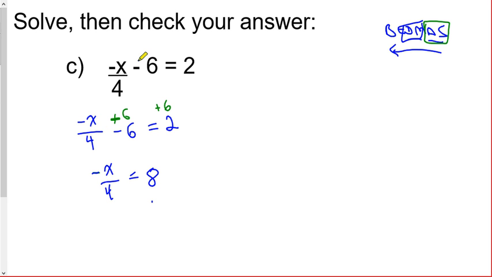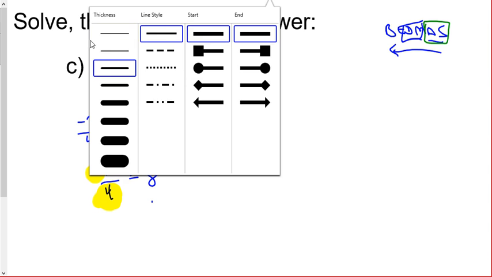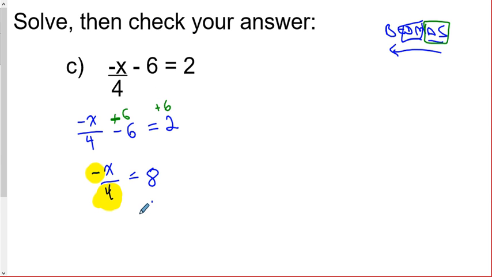We are dividing by 4. But you'll also notice there's a negative in front. That means we're actually multiplying this by -1. We're also multiplying it by -1. Now that's a little tricky. So what am I going to do?